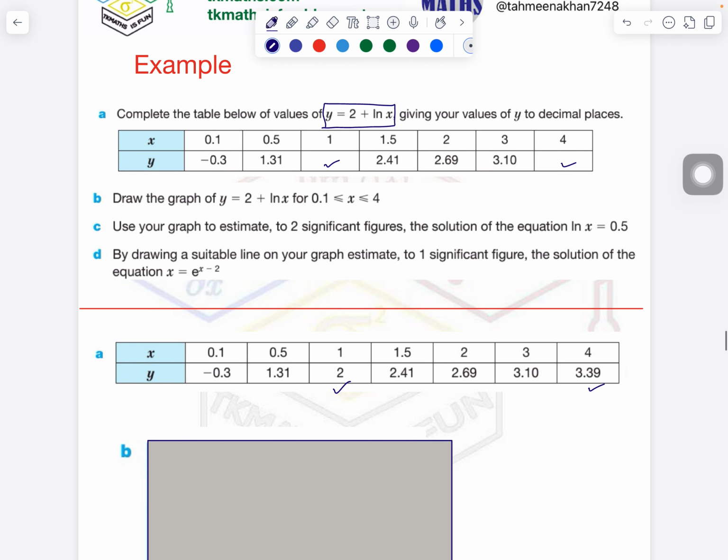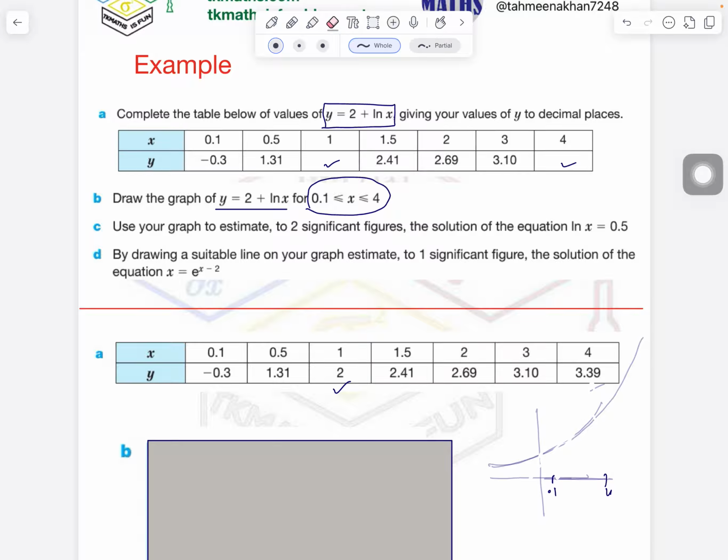Next part. Draw the graph of y equals 2 plus ln x. This is exactly what we did in the previous video. The only difference is that the domain is limited now. It is not free. A free domain means that if we were sketching, we could stop anywhere and go to whatever point we want. But when it is restricted, then we have to take from point 1 to point 4 and sketch between these only.